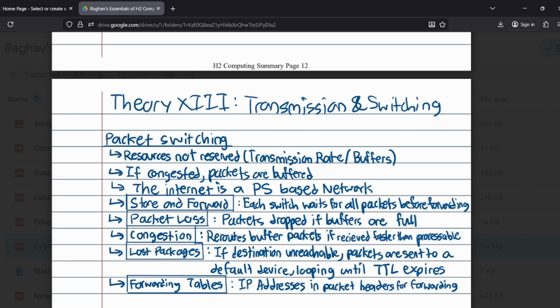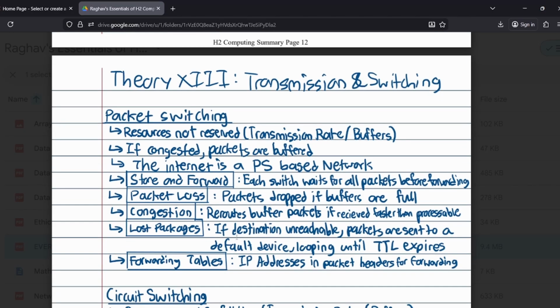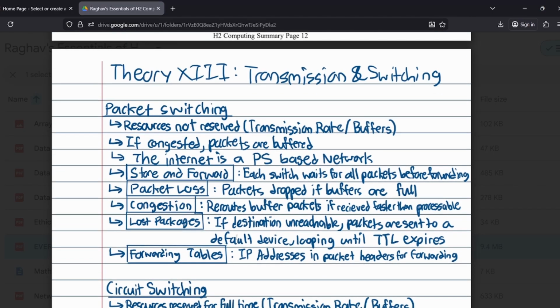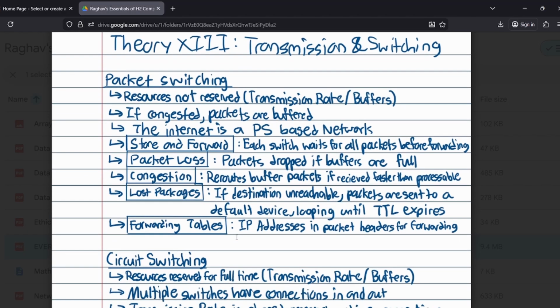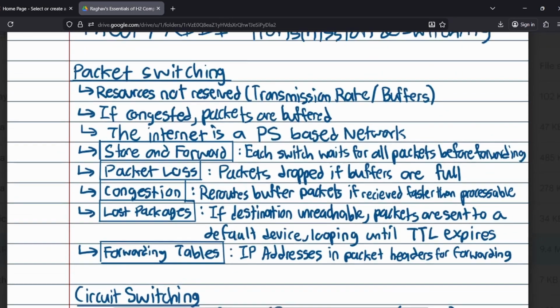Then we have the next one, transmission and switching. Okay, packet switching. What is packet switching? In packet switching, resources are not reserved. Okay? If it's congested, packets are buffered. The internet itself is a packet switching based network.